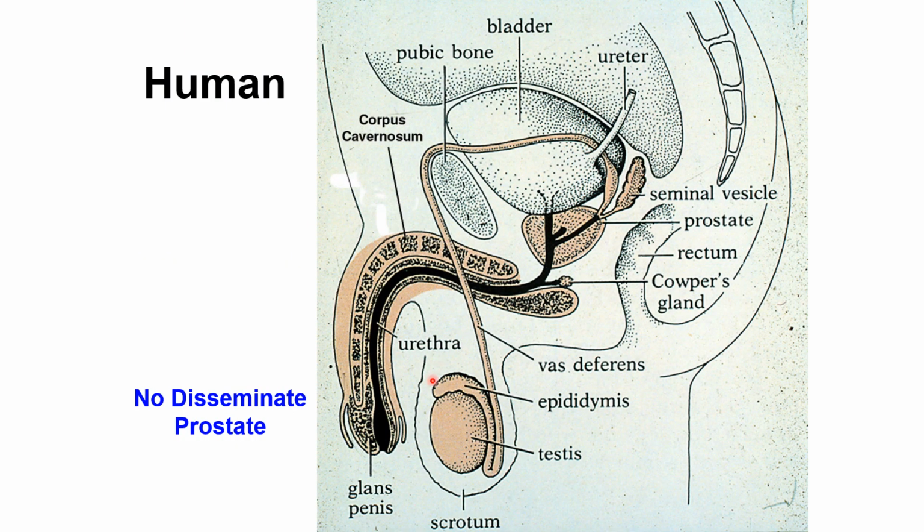In humans, the sperm passes from the testes to the vas deferens up towards the ampulla to the accessory sex gland, the two seminal vesicles, to the prostate. So in humans, the body of the prostate is distinctly large, but there is no disseminate part of the prostate. We also have here the presence of the Cowper's gland.